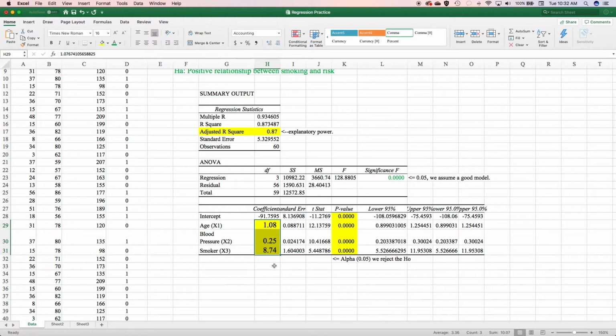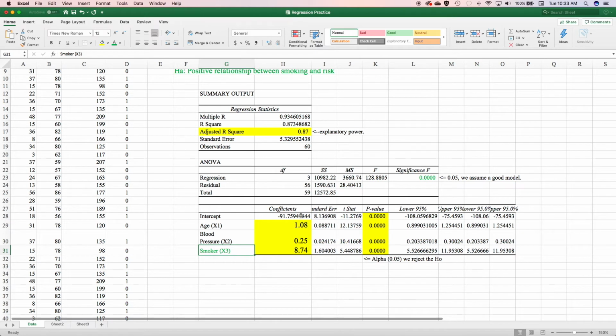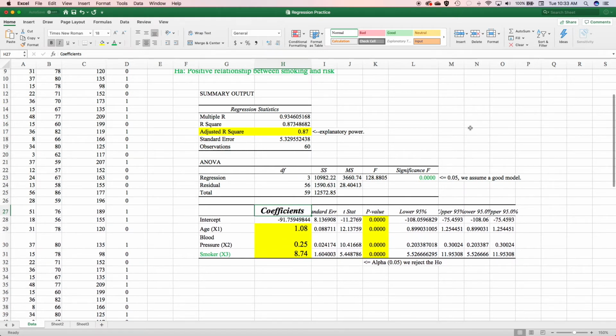Let me blow them up a little bit, and you can clearly see that being a smoker is the thing that has the highest positive risk. So if you see a question that asks you which one of these has the highest risk, or which one of these is the most significant factor, you look at the coefficient. Let me say that one more time. To find the most significant factor, you look here at the coefficients.